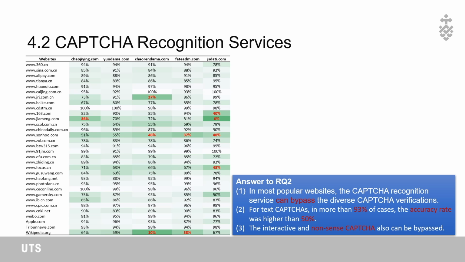In most popular websites, the captcha recognition services can bypass their verifications. For text captchas, in more than 93% of cases, the accuracy rate is higher than 50%. And the interactive and nonsense captchas also can be bypassed.